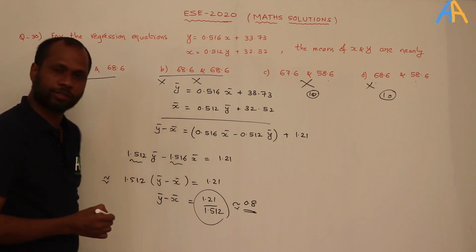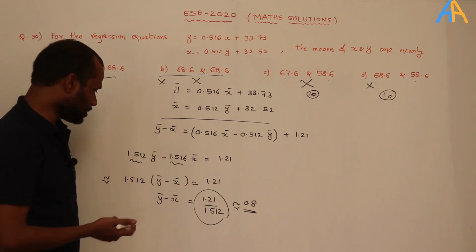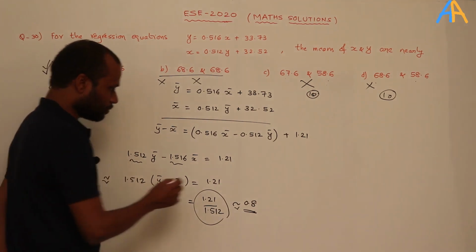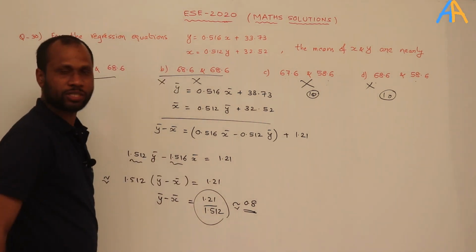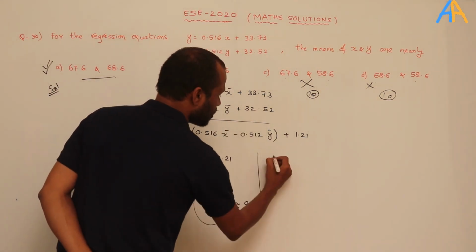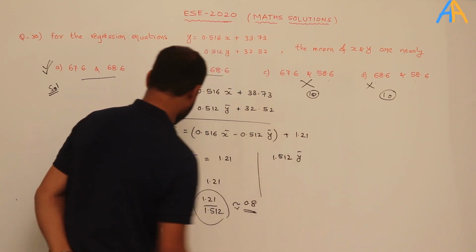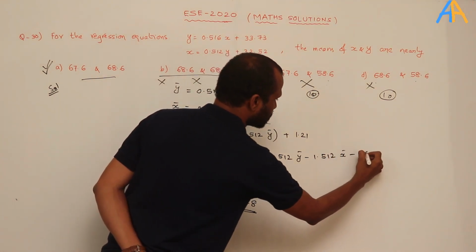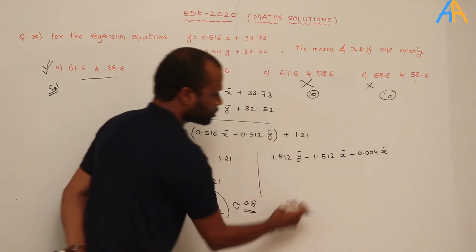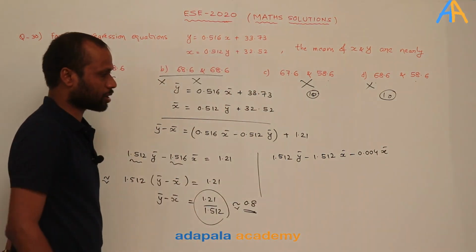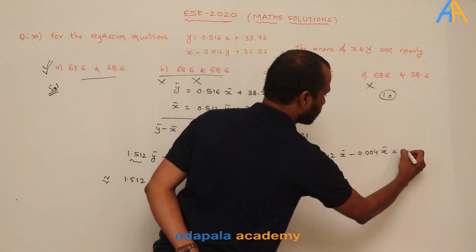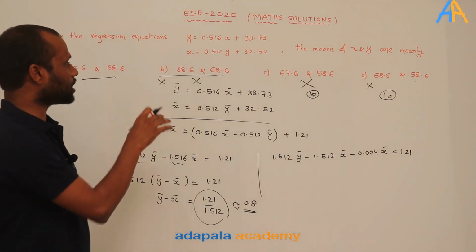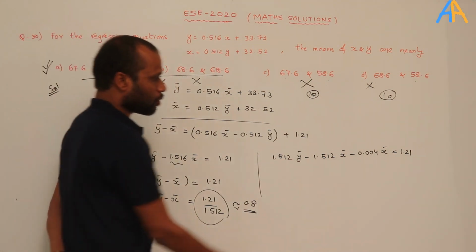I said I have neglected this. How I could actually neglect this is because, if you see, it is 1.512 y bar and this is 1.516 x bar. I will rewrite it as 1.512 y bar minus 1.512 x bar minus 0.004 x bar. These together give 1.516 x bar, correct? This will be equal to 1.21. If you see the options, x bar and y bar are of the order of 60 or 70.